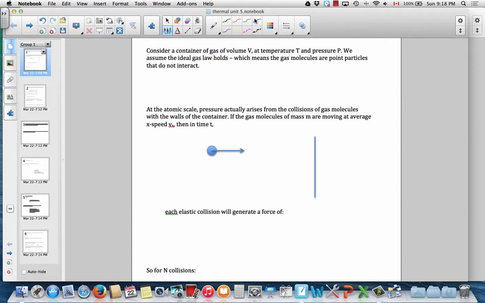Okay, so a little derivation relating to the ideal gas law. The ideal gas law, of course, says PV is nRT, but we want to try and understand where the pressure comes from. If we think about the atomic scale, the pressure is actually coming from the molecules colliding with the walls of the container.